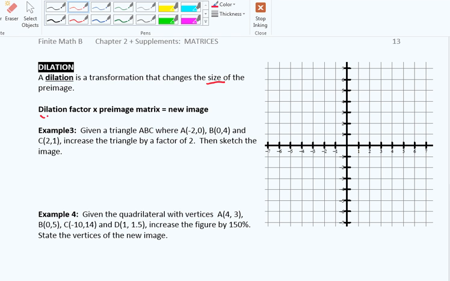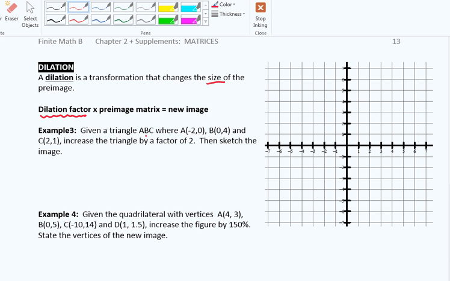Basically what you've got is a dilation factor that you're going to multiply by the pre-image. Or another idea is that we're talking about a scalar. So this is a scalar factor like we dealt with in section 2. On day 2 we did scalar factors. That's really all that dilation is.